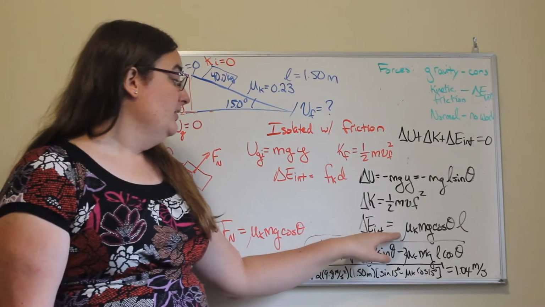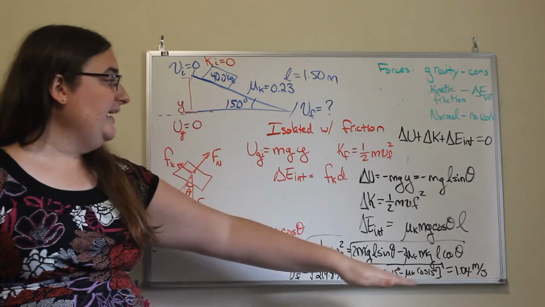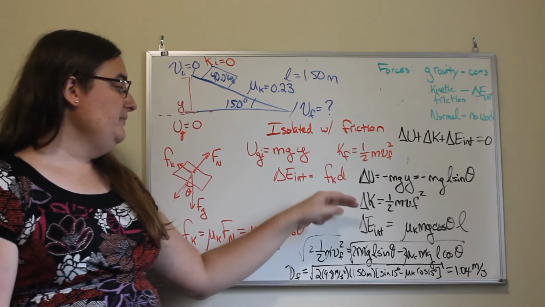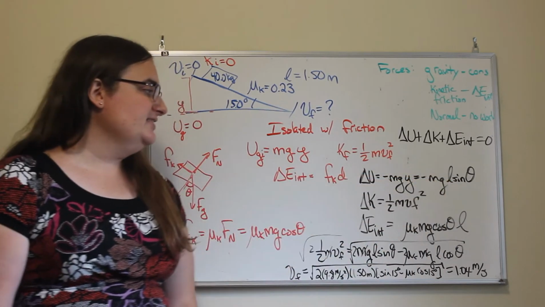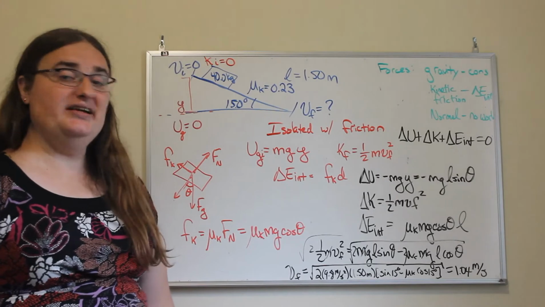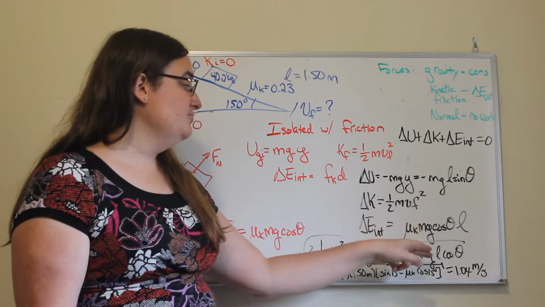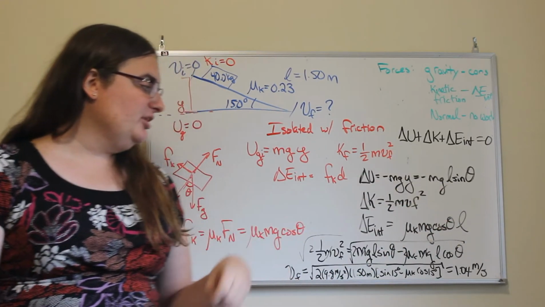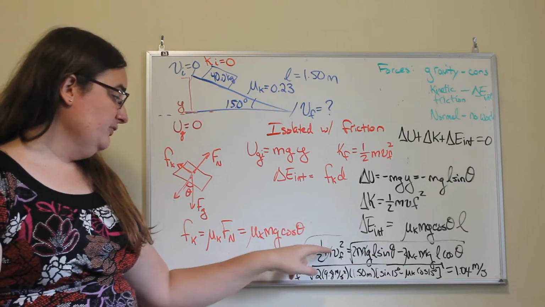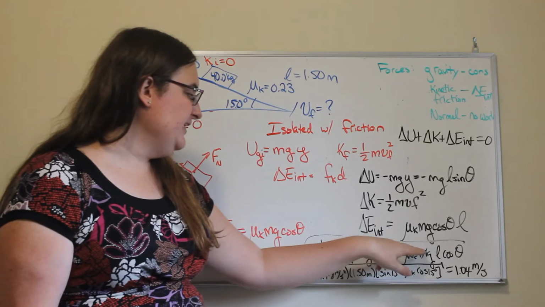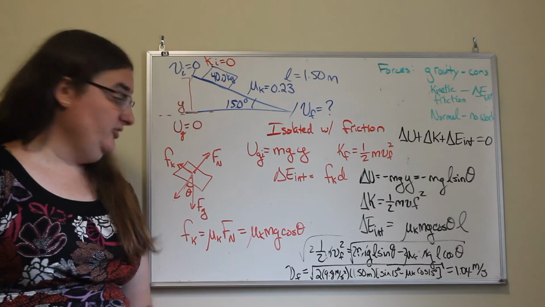So this term and that term all added together should equal 0. Well, that means that my final kinetic energy is going to equal the mass times gravity times the length times the sine of theta minus the coefficient of kinetic friction times mass times gravity times length times the cosine of theta. And we could do a little bit of cleaning up here when we solve. First off, mass cancels out everywhere. So this would be true for any massed object.